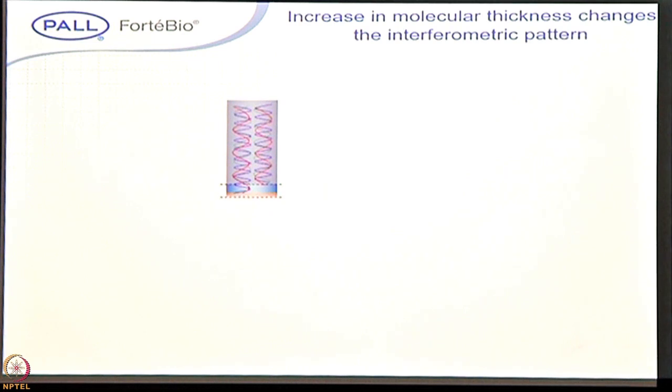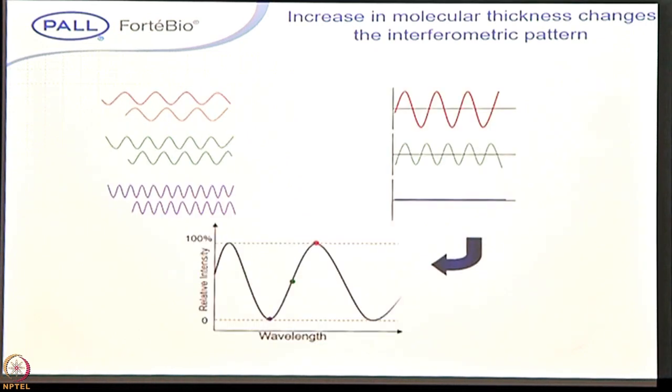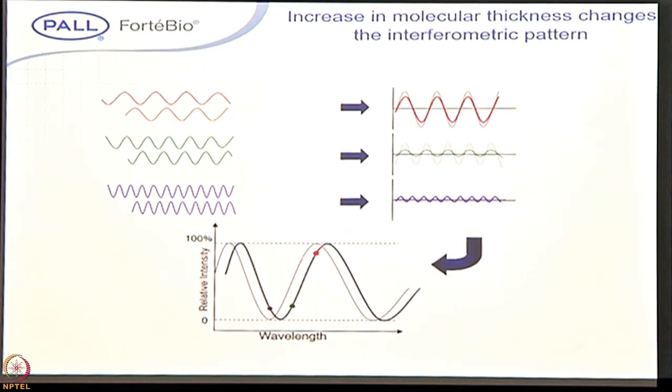When the same sensor is dipped into the corresponding binding partner, earlier there was only light reflecting from the blue colored layer. Now you can see there is one more, an orange layer, reflecting light. Once again, these waves are there. Earlier the plot was like this. As the molecule starts binding to the sensor surface, you can see a shift in the interference pattern.